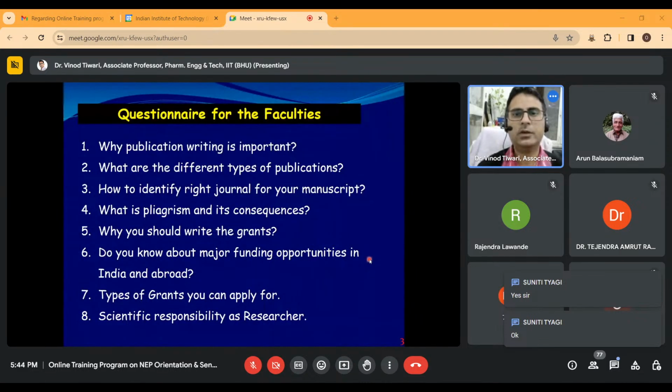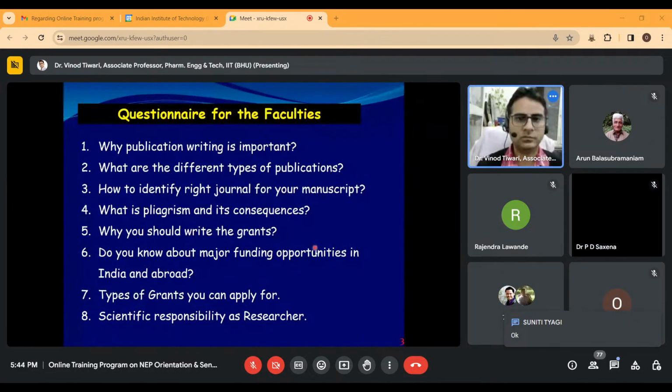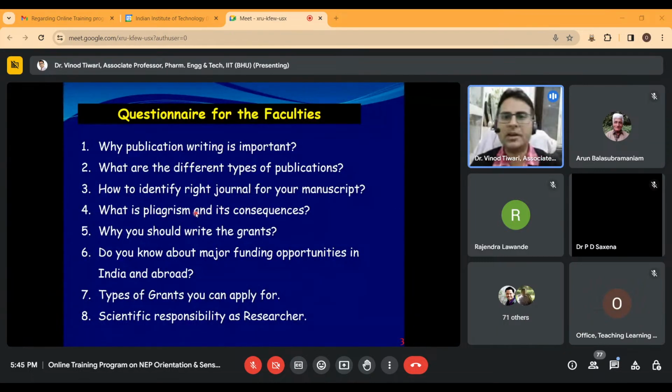So some of the points we are going to cover in this session: why publication writing is important. Many of you might already have an idea why we do that, but we will still cover some of the key points on why it is important. Then we'll talk about the different types of publications, and how to identify the right journal for your manuscript. Next, we will talk about plagiarism, which is one of the malpractices associated with publication.